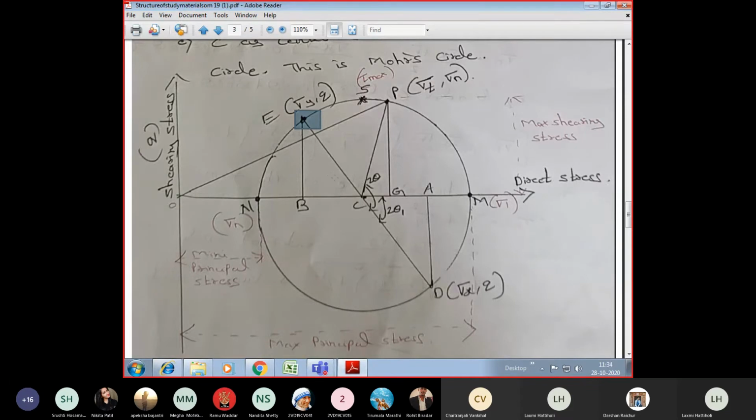After joining the points D and E, the line is going to intersect the direct stress axis at the point C. Can you see the intersection point C? Yes, can you see the point C? Okay, so this is the intersection point C. This C indicates the center of the circle.